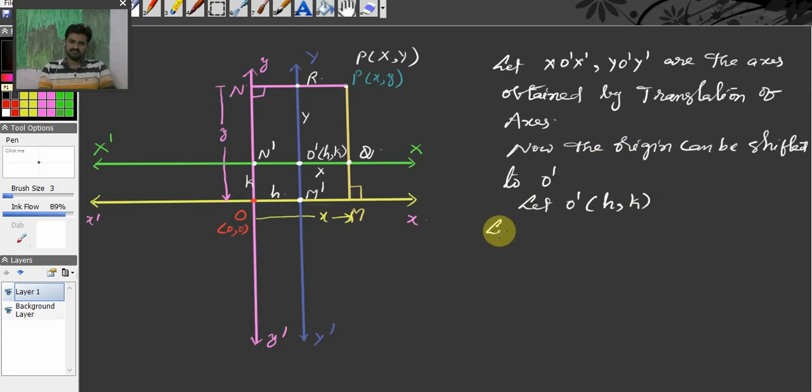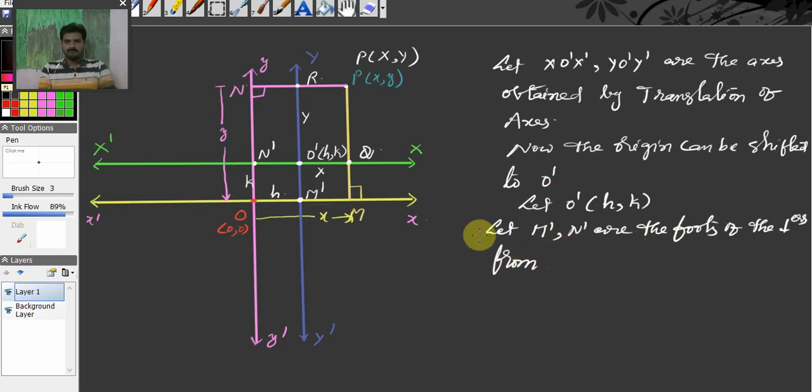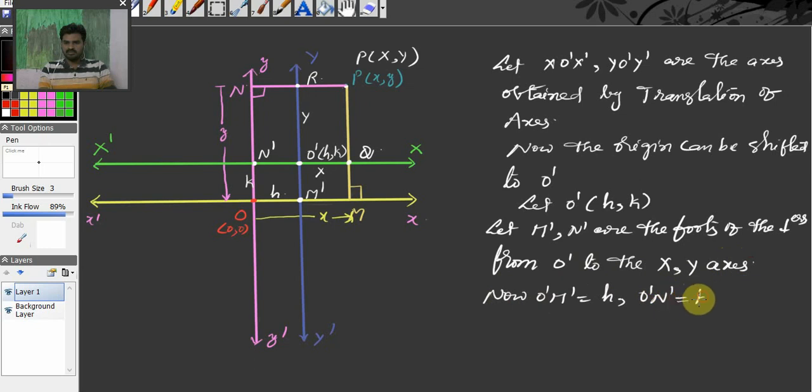Let capital M dash, capital N dash be the foots of the perpendiculars from O dash to the capital X comma capital Y axis. Now O dash M dash is equal to H, O dash N dash is equal to K. They are the equation number 2.